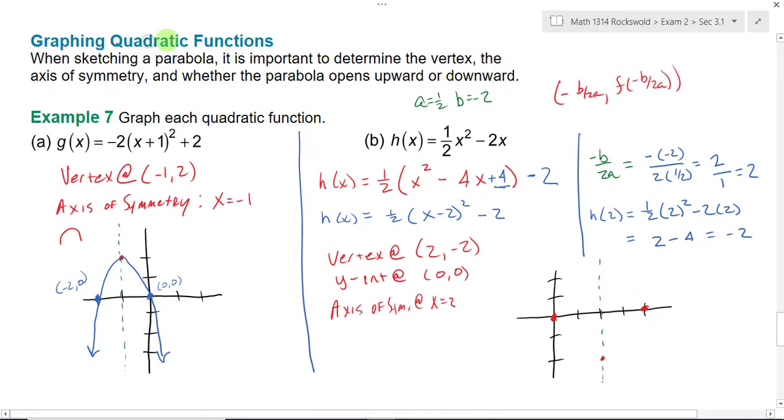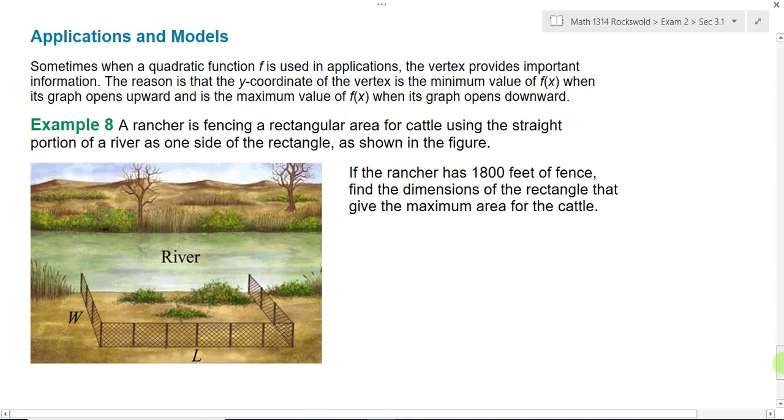Now I've got 3 points. I just play connect the dots, and we've graphed another parabola. So you begin by finding the vertex and intercept, axis of symmetry, plot the points, sketch the graph, and you're done. Now let's look at some application problems.